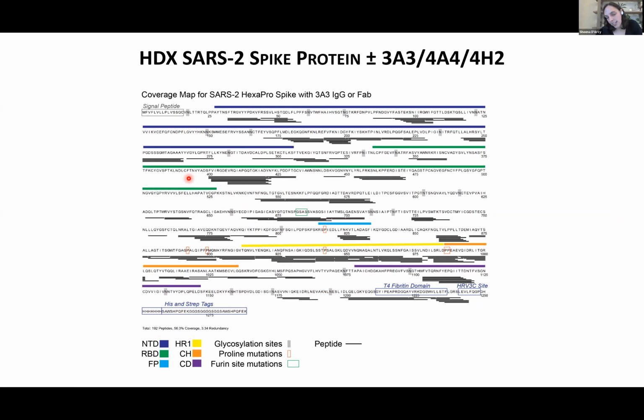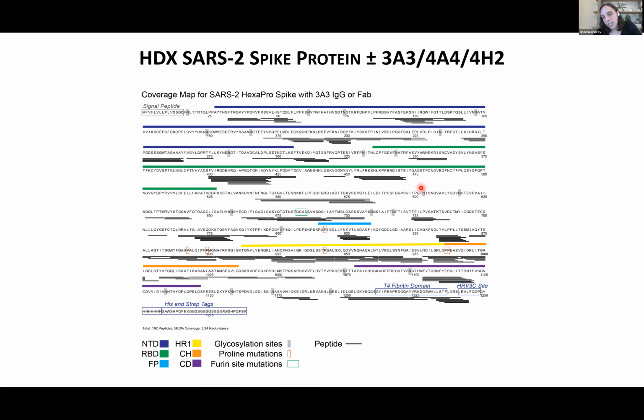Now, the reason for this is that the spike protein is very heavily glycosylated. The glycosylation sites are shaded in gray here. And we did not allow glycosylation as a modification when we searched for the peptides.